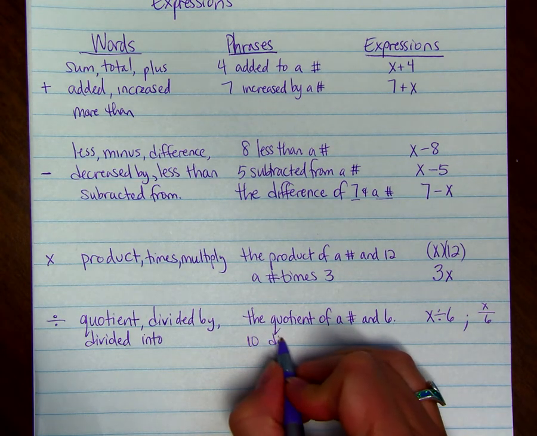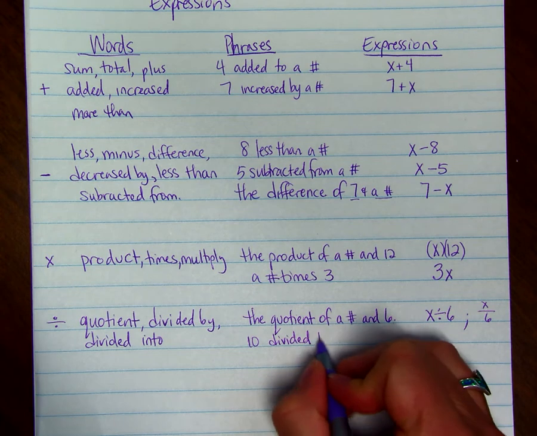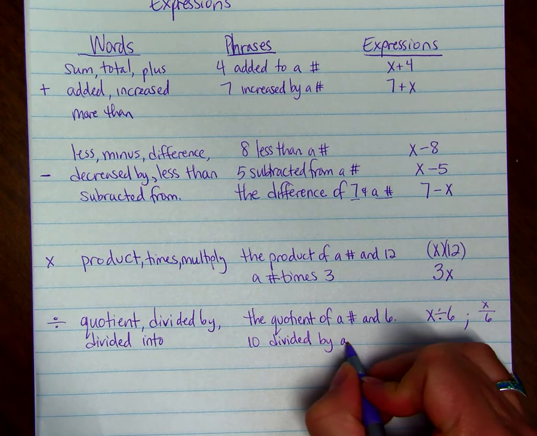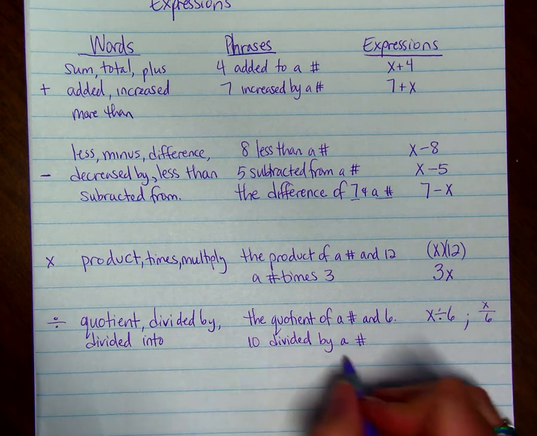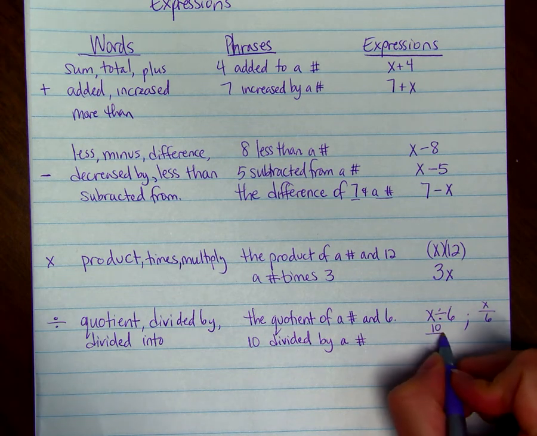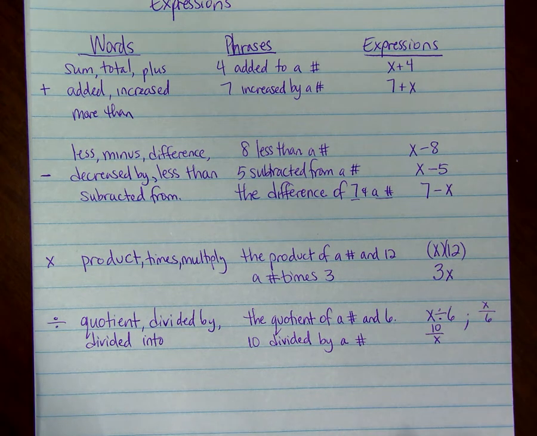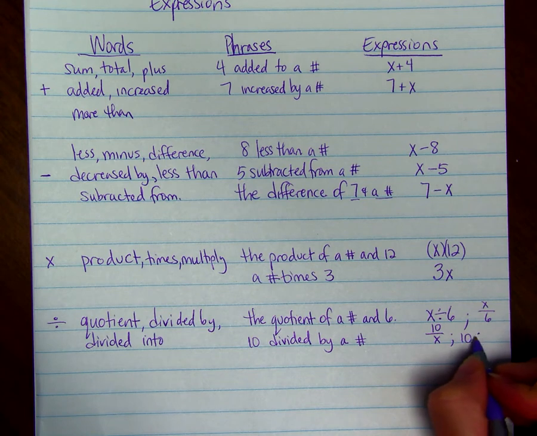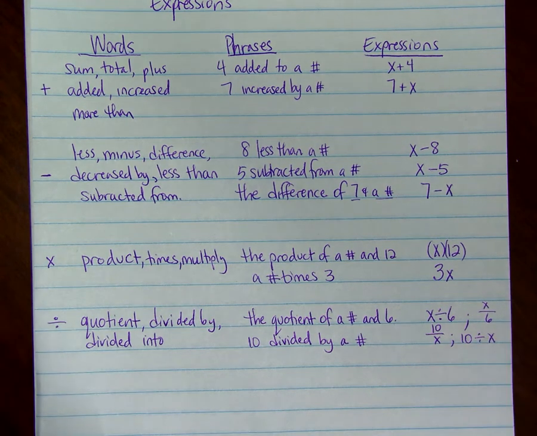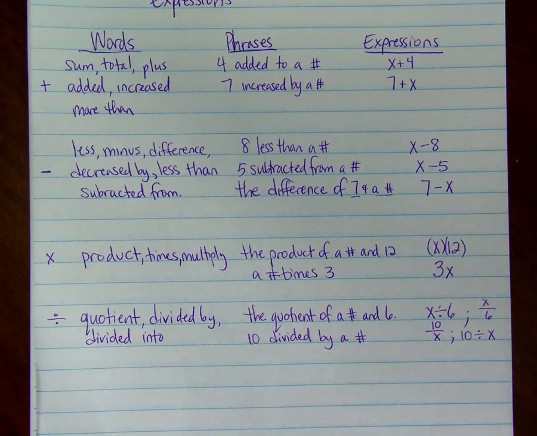10 divided by a number. You could think of it as a fraction. We're taking 10 and dividing it by a number x. Or we could write it as 10 divided by a number using the division symbol. And that's the end of the lesson.